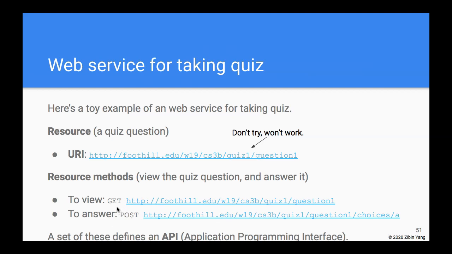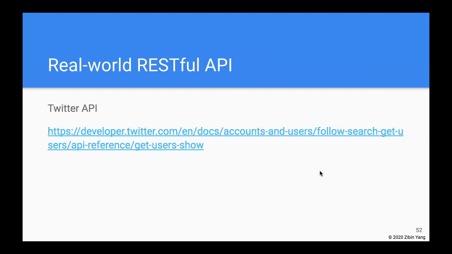And a set of these operations and the URIs together, this whole thing kind of defines what's called an API, or application programming interface, so that a client programmer can actually write a little web app for taking quizzes.